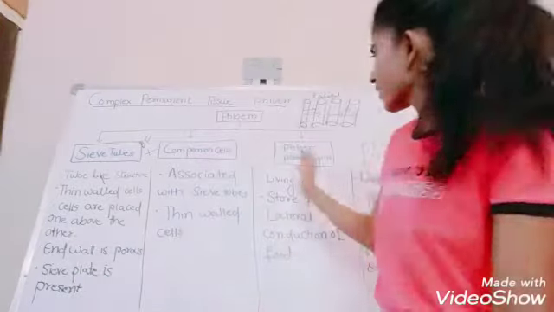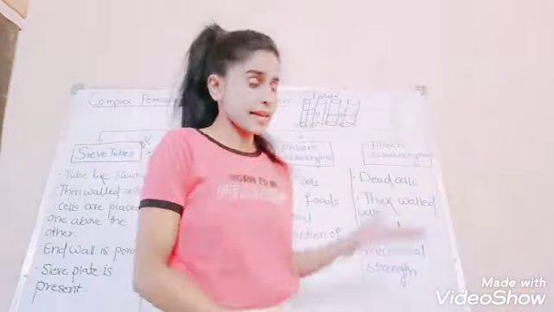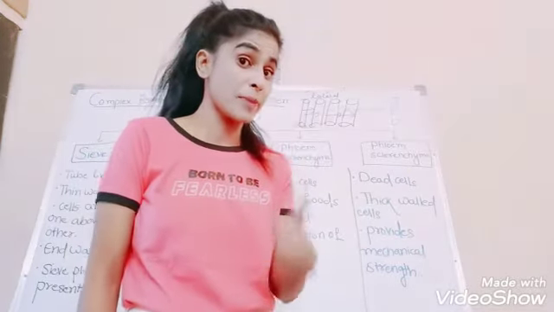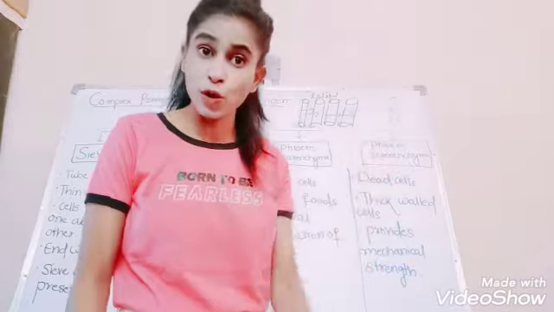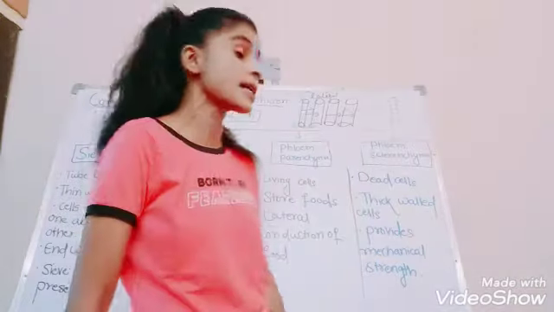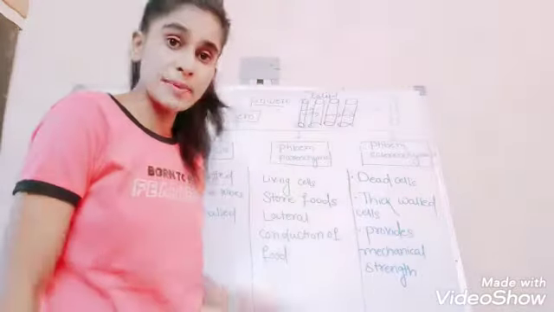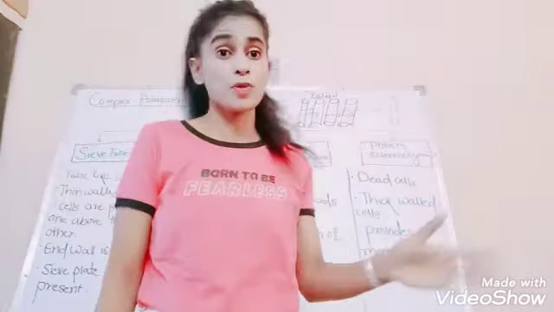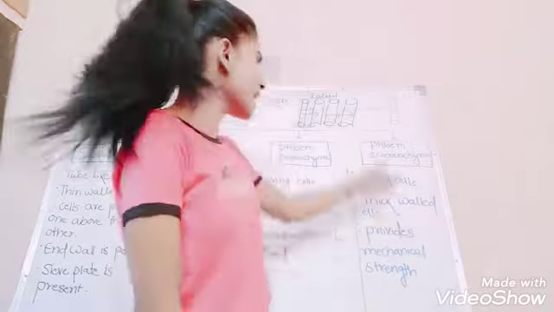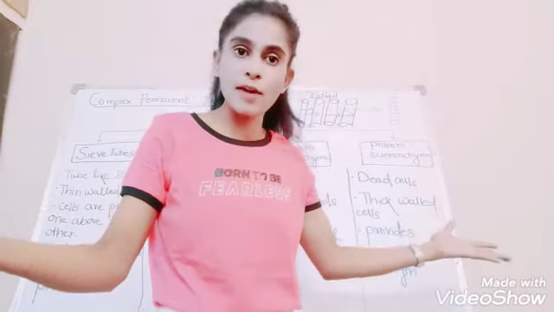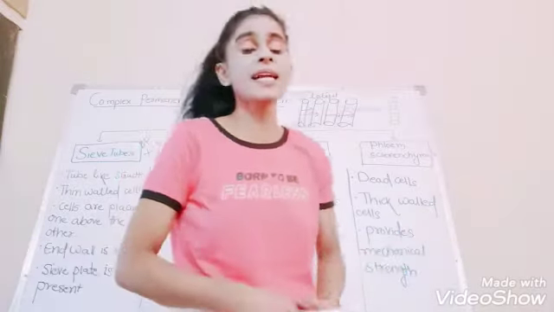The next one, your phloem parenchyma, guys, made up of living cells. Remember, phloem parenchyma performs 2 functions. First, to store food, and the second one is the lateral conduction of the food. Lateral is sidewise transportation of the food. The last one, phloem sclerenchyma: dead cells, thick cell wall, provides mechanical strength.